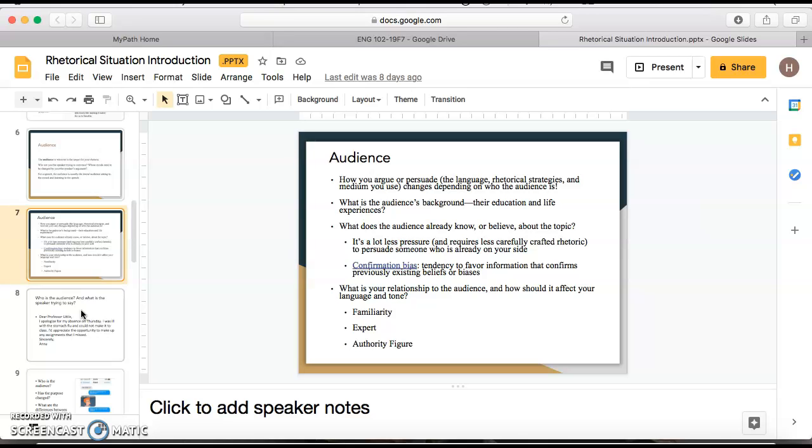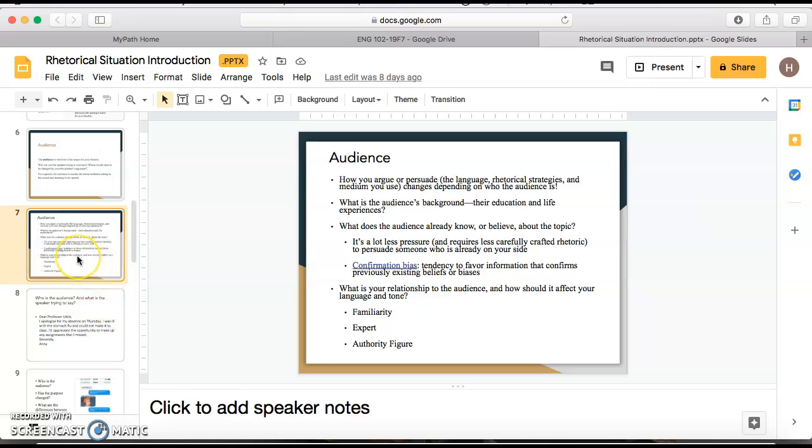You want to ask about their background, education, life experiences. Like I said, you're going to argue very differently to an audience full of really informed old white men, though that has changed recently as far as politicians go, versus a crowd of seniors in college about to embark on full adulthood.